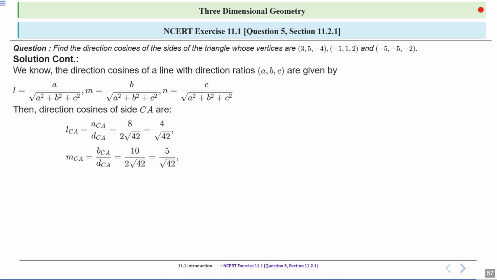m_CA equals b_CA divided by d_CA. This is equal to 10 divided by 2 times square root of 42, and this is equal to 5 divided by square root of 42. n_CA equals c_CA divided by d_CA, which is equal to minus 2 divided by 2 times square root of 42. After simplifying, we get minus 1 divided by square root of 42.